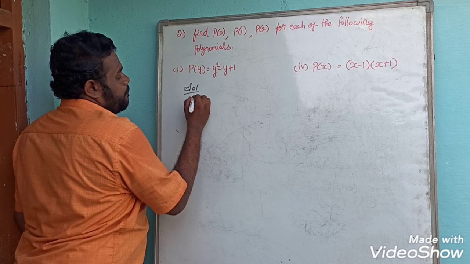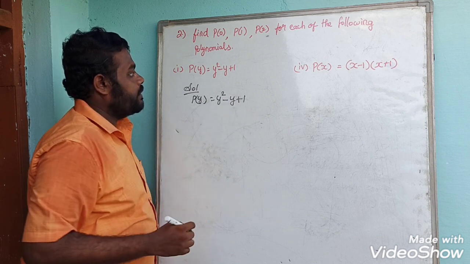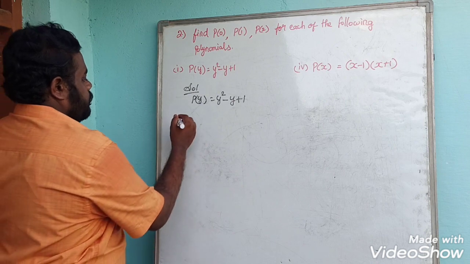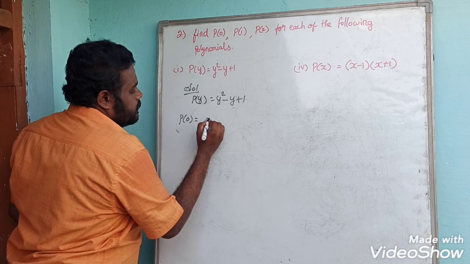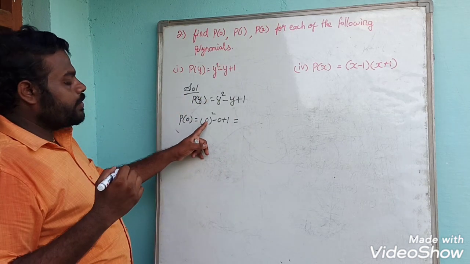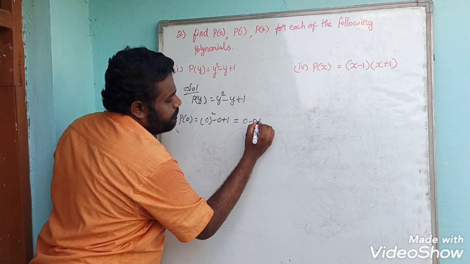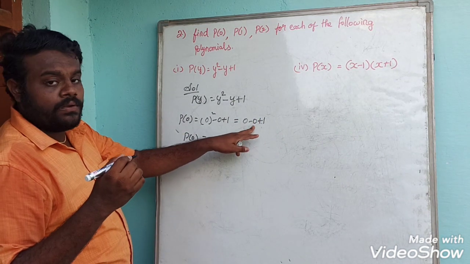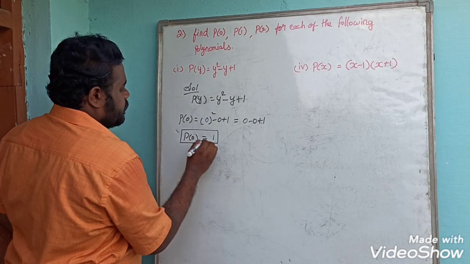So solution. P of y equal to y square minus y plus 1. So instead of y, we have to substitute 0, 1 and 2. So first I find out P of 0. So directly I substitute here 0 whole square minus 0 plus 1. However many times you multiply 0, you get 0. So 0 minus 0 plus 1. So P of 0 is equal to 0 minus 0, 0. 0 plus 1, 1. So the value of P of 0 is equal to 1.